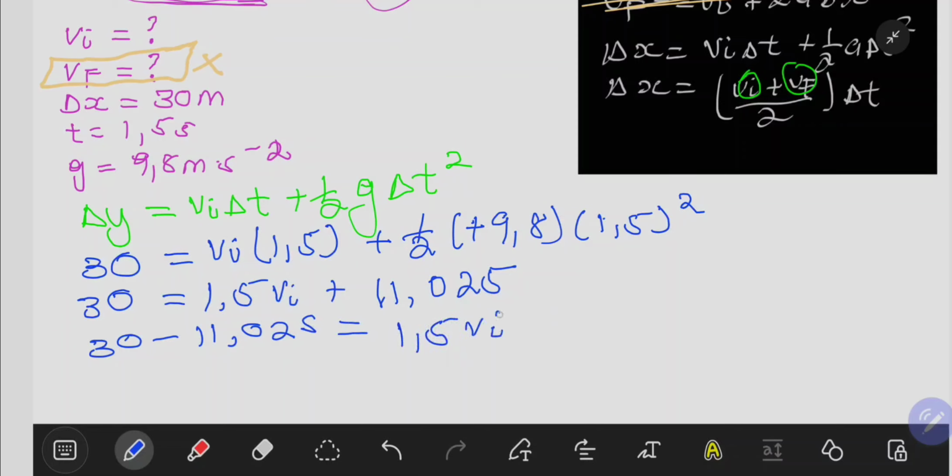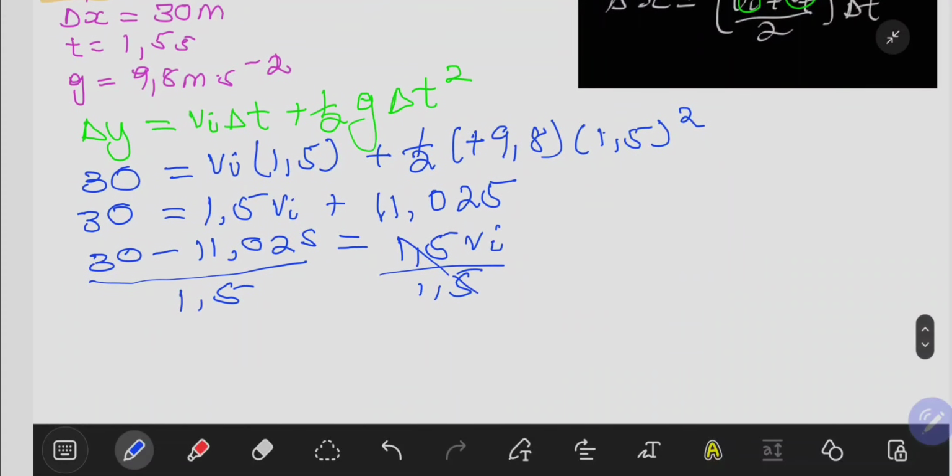1.5 v initial. Then we can divide both sides by 1.5. And then now our initial velocity, or v initial, becomes 12.65 meters per second. Then we can see that we got a positive answer.